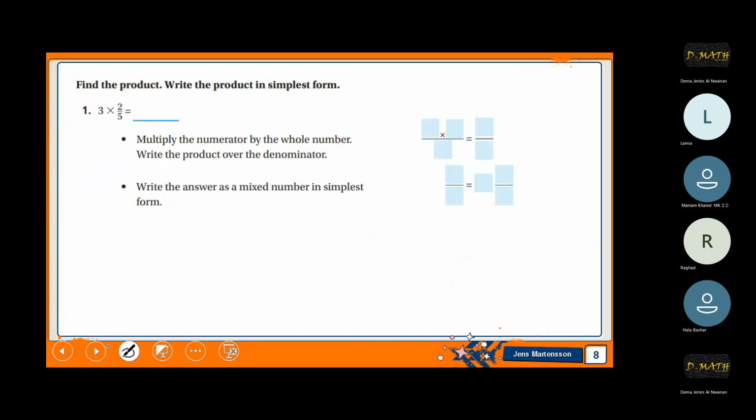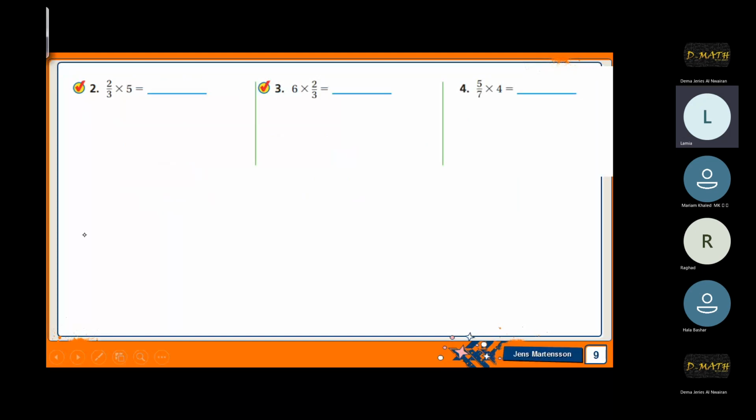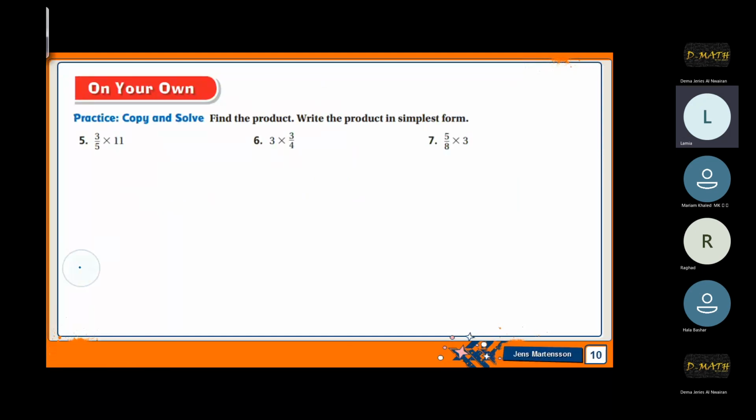Yes, Lamia? Yes, Lamia. Here we have 3 times 2/5.